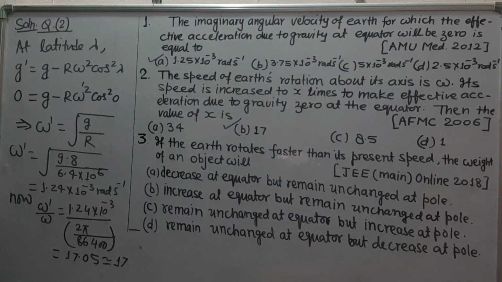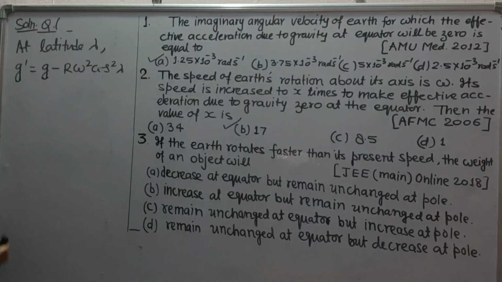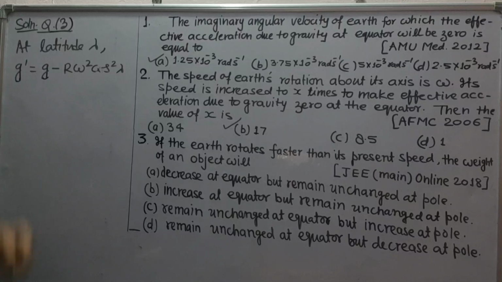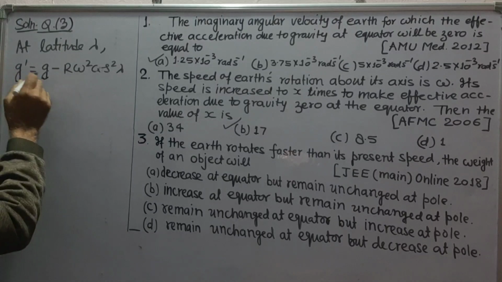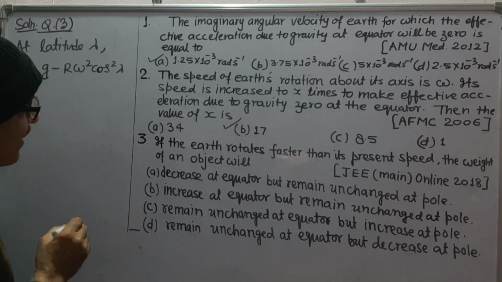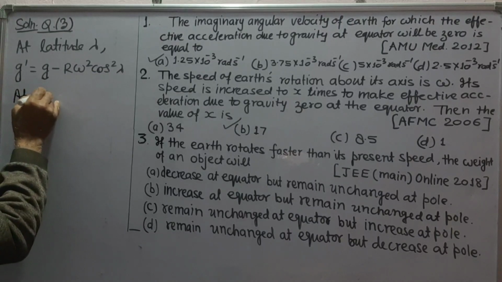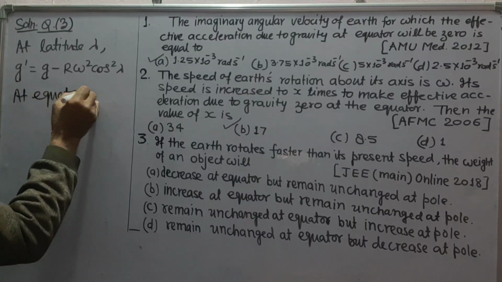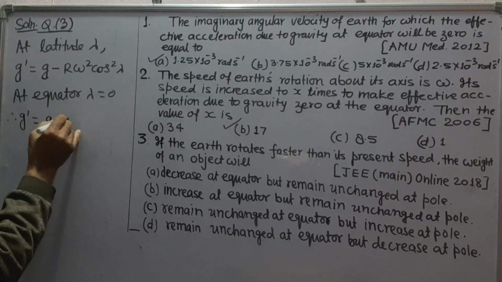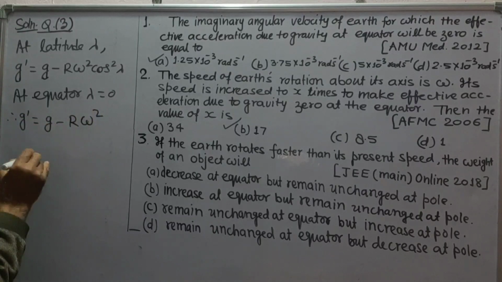Next, question number 3. If earth rotates faster than its present speed, the weight of an object will. These are the options. Solution to question 3. Again, at latitude lambda, acceleration due to gravity g dash is equal to g minus r omega square cos square lambda. At equator, lambda is 0. Therefore, g dash will be equal to g minus r omega square.